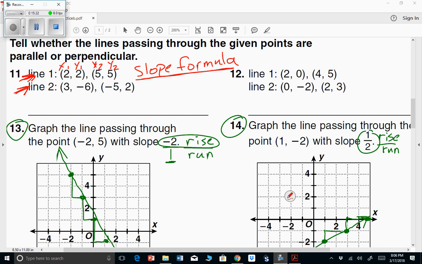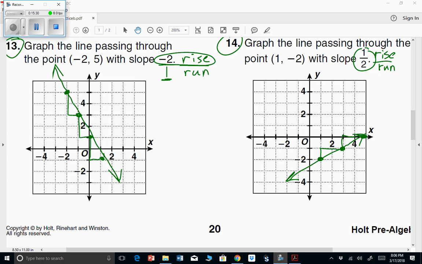You may also be asked to graph a line passing through a point with a certain slope. So you find the point negative 2, 5. Negative 2, 5 is right here. And then your slope is negative 2, just put it over a 1, so it's a fraction. And then use rise over run.